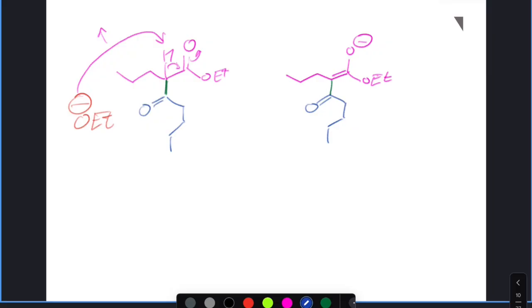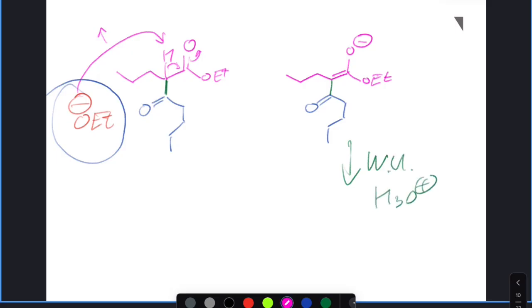What it also means, though, is you're consuming one equivalent of base as this reaction runs. This is something where stoichiometric base is going to be necessary because as the reaction's running, you have to have this extra ethoxide to soak up this proton as the reaction runs through. Last step is on workup, where we're adding our H3O+, we're going to get our final product. We're just adding back that proton.